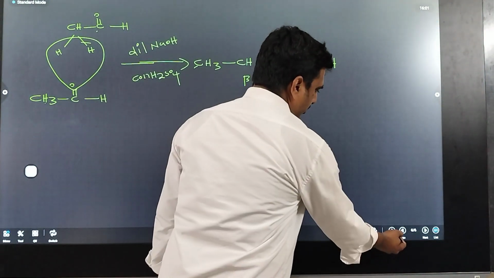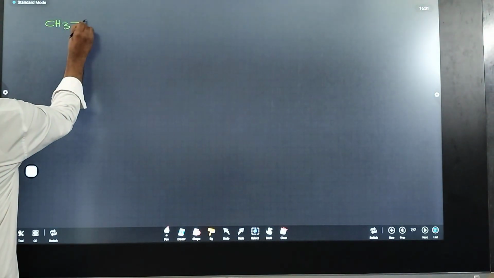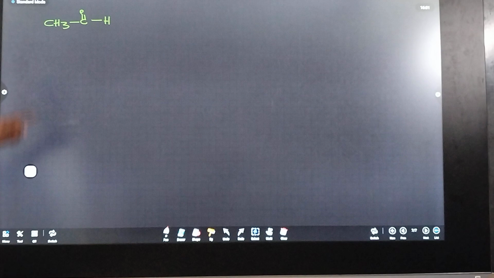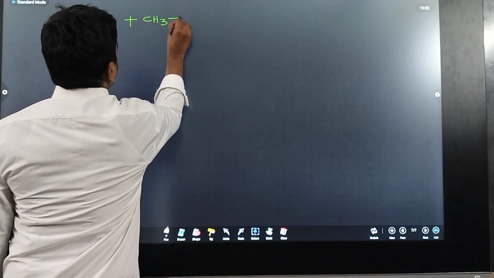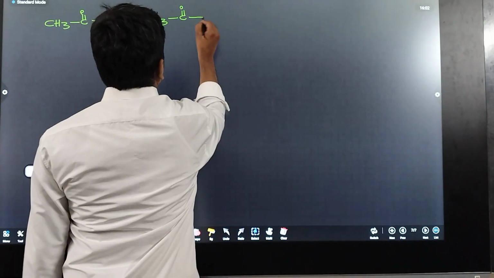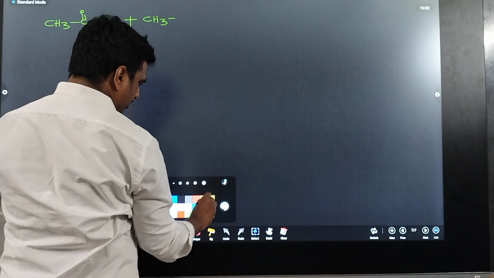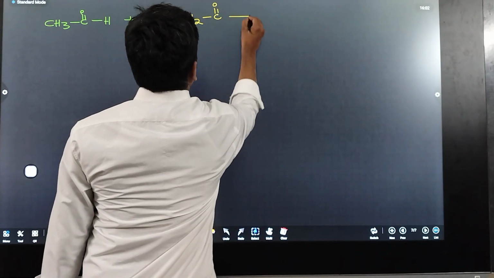Okay, so next, my question is, for example, CH3 C double bond OH. This is an aldehyde which contains alpha hydrogen, so it participates in aldol condensation. I can take one more aldehyde, a different aldehyde: CH2 and C double bond OH.